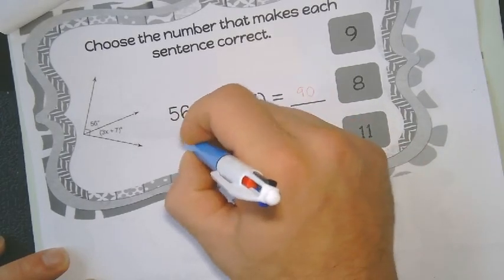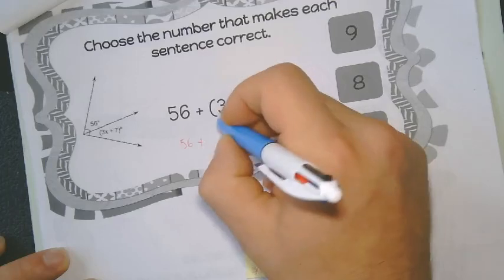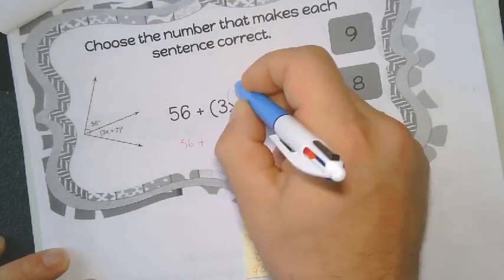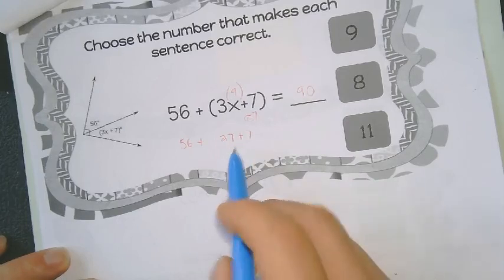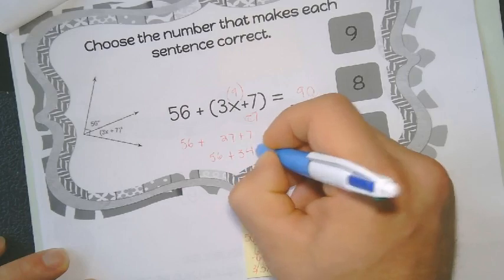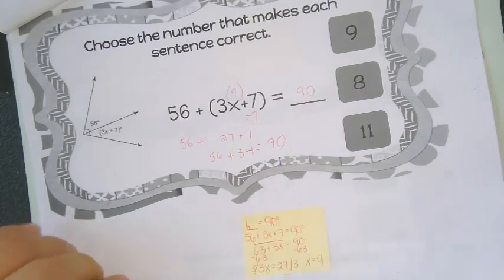So if we check our angles, 56 plus 27 plus 7, because you know 9, put the 9 in. So 56 plus 34 is going to give you the 90 degrees needed to be complementary.